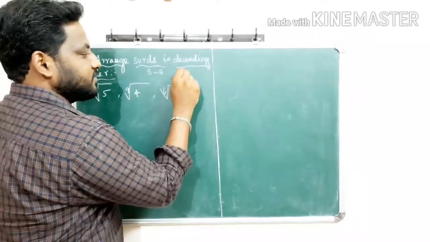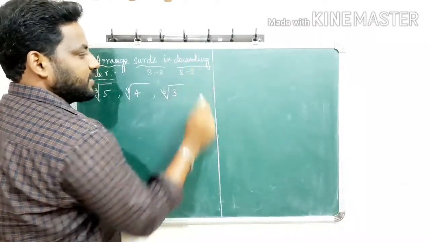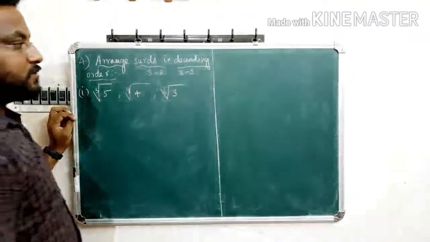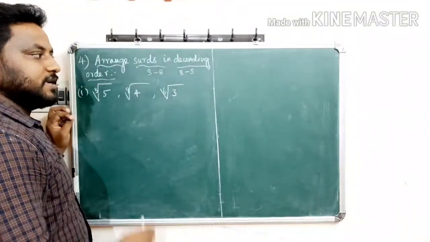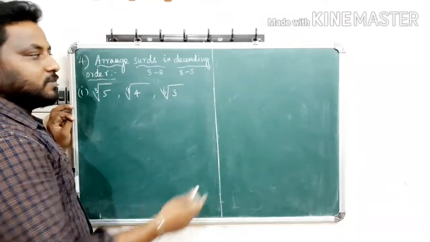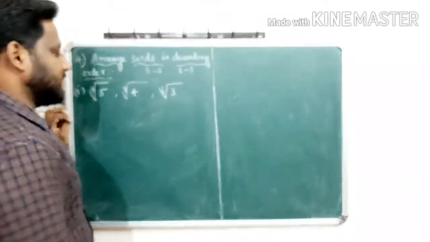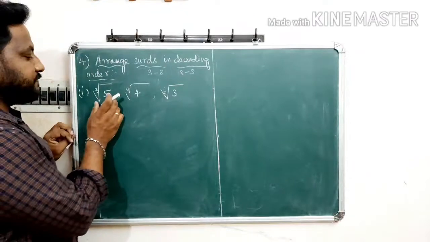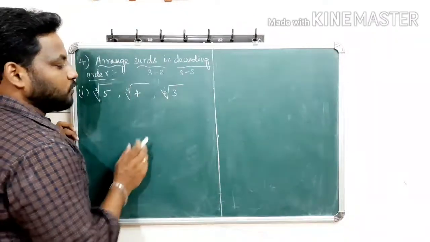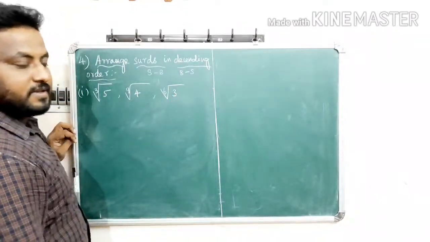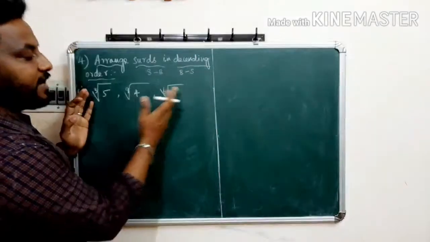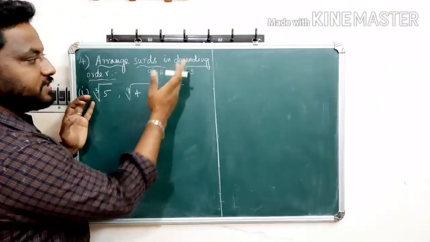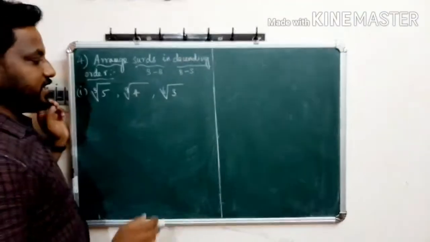Descending order means big number to small number. So you have to write first the biggest number, and then the next smaller number, that is for the descending order. Here the given values are cube root of 5, 9th root of 4 and 6th root of 3. First of all you have to write these numbers in descending order.